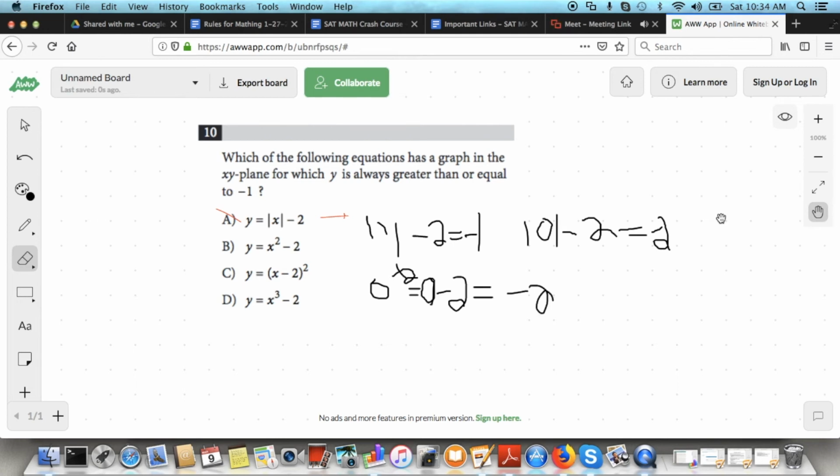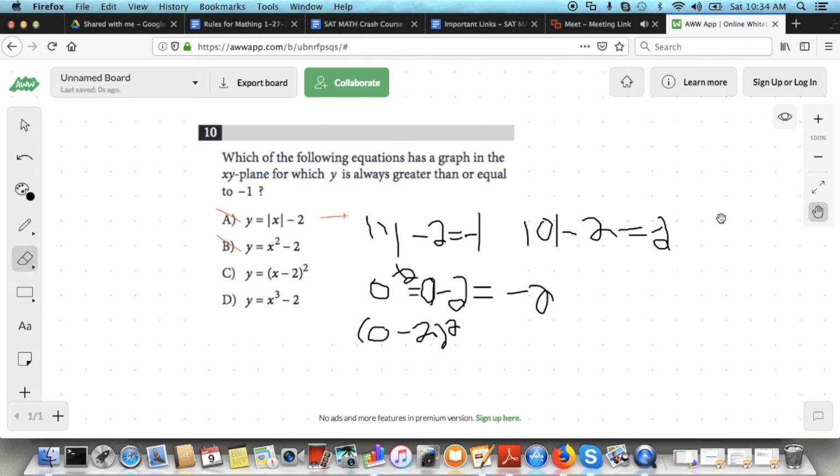Does that make sense, guys? Why we can eliminate B? Yes or no? Does that make sense? Yes. Okay, good. Let's try C. I guess 0's been working. Let's just keep with 0. So 0 minus 2, squared.